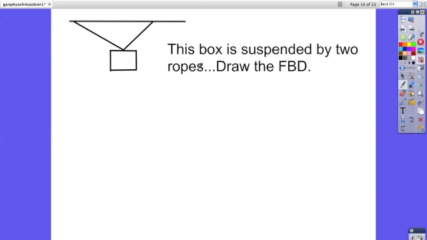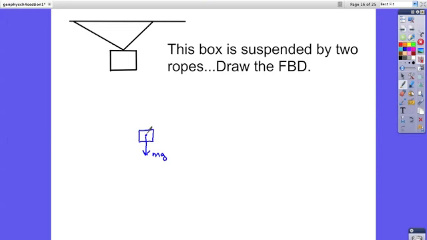This box is suspended by two ropes. Draw the free body diagram. Here's our object. There's certainly a gravitational force. There's no normal force because the box isn't resting on a surface. There are two tension forces that are holding the box, and the tension forces go off at angles.